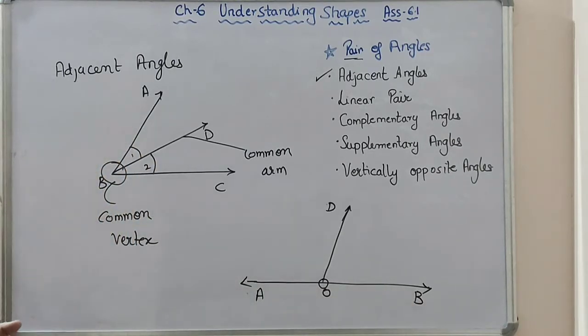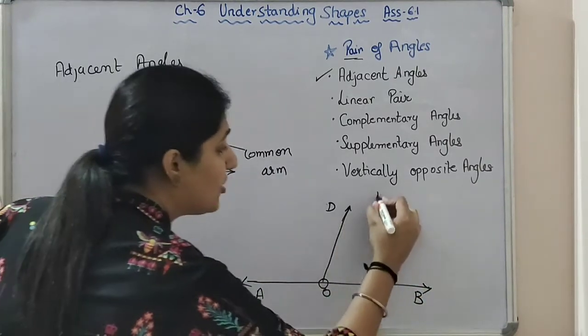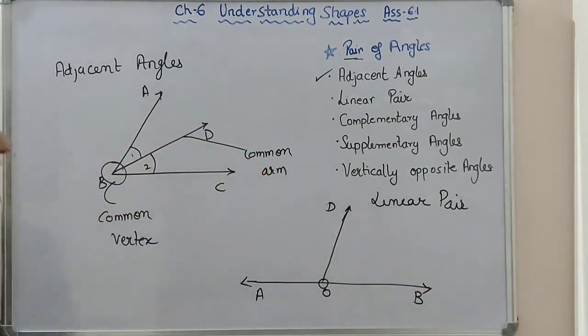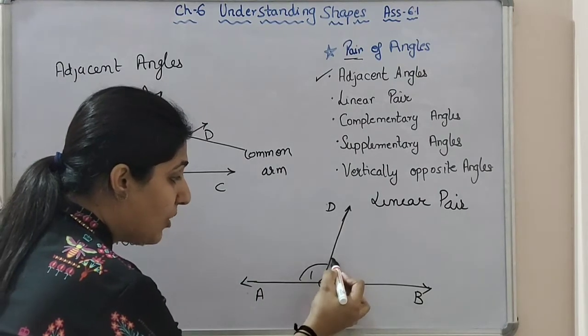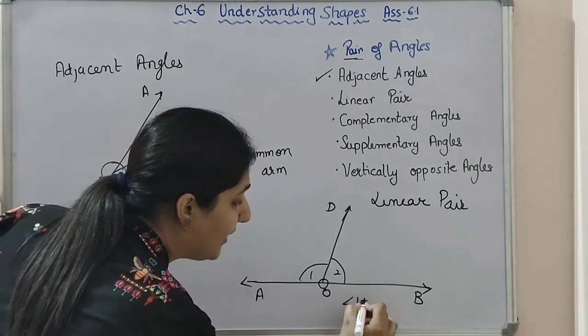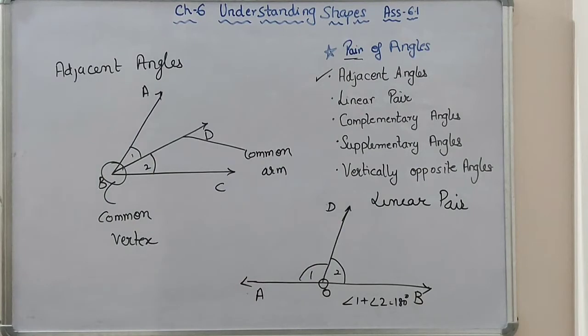If the pair of adjacent angles are there and their uncommon arms are lying in a straight line, then it is known as a linear pair. And in a linear pair, the sum of the two angles forming is equal to 180 degrees. This is a very important concept. We have to use this concept in the questions ahead.